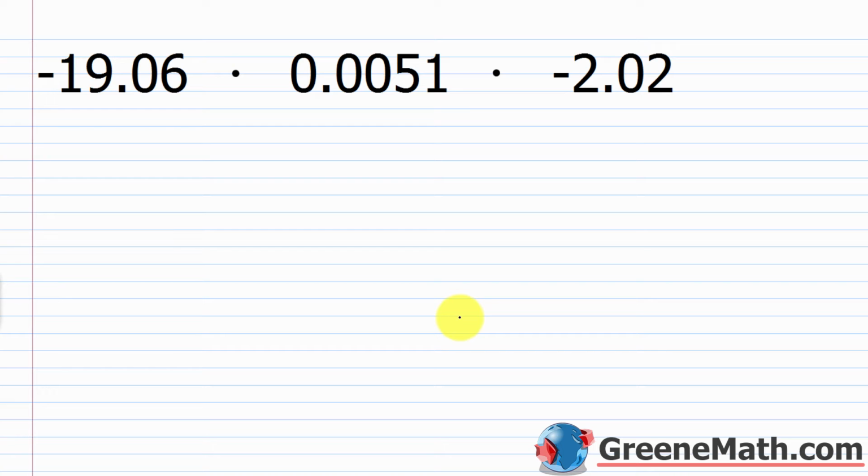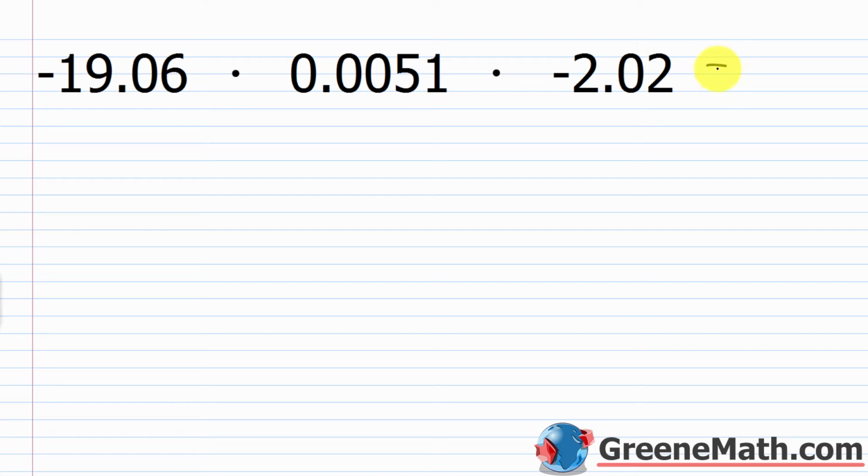Okay, let's take a look at one final problem, and then we'll jump into a section where we'll talk about multiplying by 10 or a power of 10, something that's going to help you speed up your multiplication. All right, so we have negative 19.06 times 0.0051 times negative 2.02.